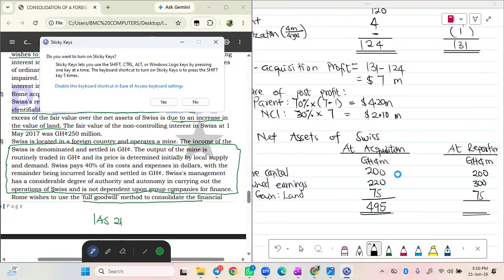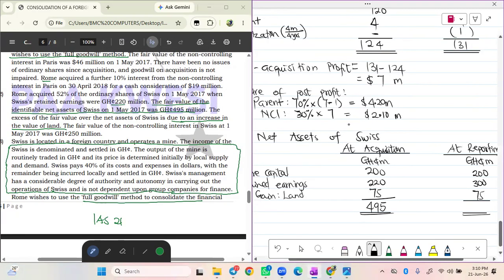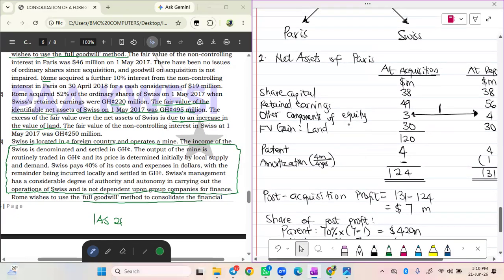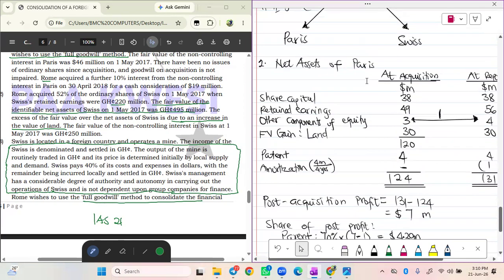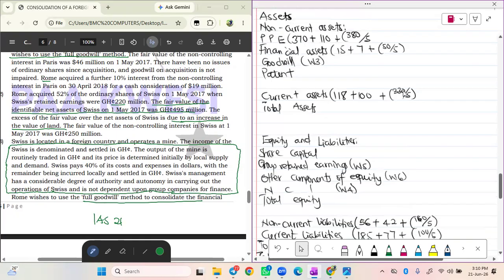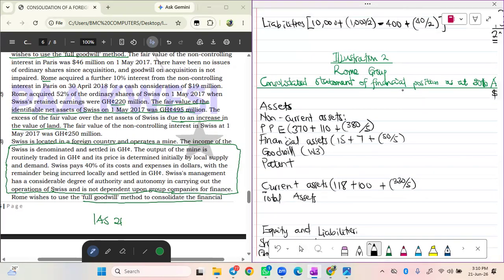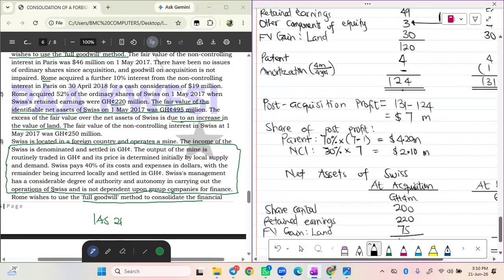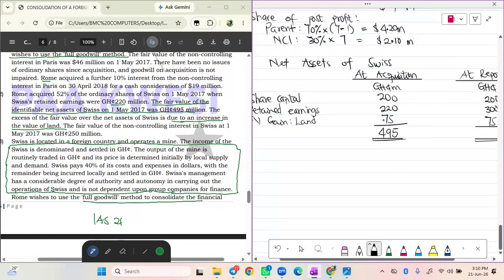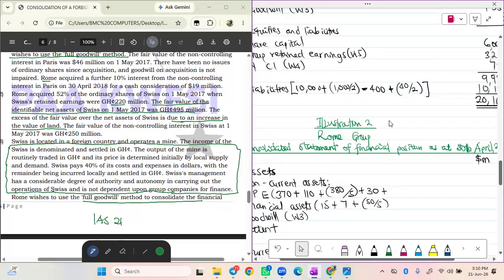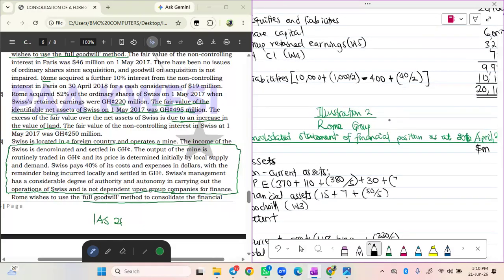Now let's record the fair valuation gains before I forget. That is the main reason why we do the skeleton first, so that you don't forget certain items. For Paris, the fair value gain we got was $30 million. So straight away in dollars, PPE plus 30 million. Then we record the fair value gain in Swiss. That one was in cedis. So the 75 million we have here must be recorded in the consolidated statement of financial position for the group. That one was in cedis, 75 million to translate. So 75 divided by 5. All right, we will not close it.